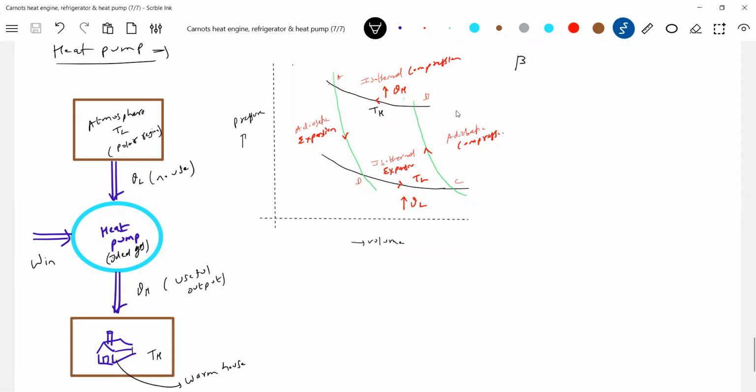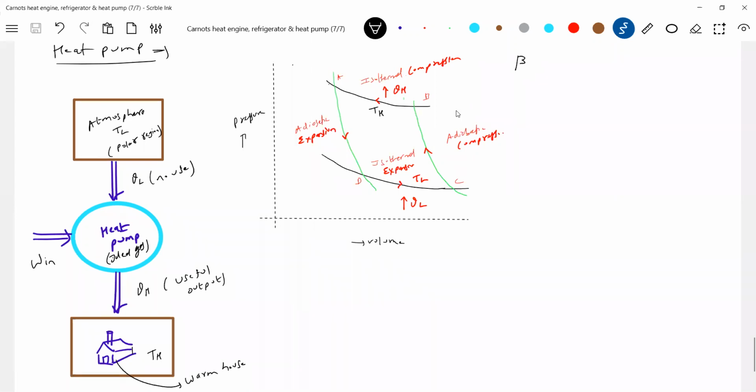Sir, already in the polar region it is minus 20 degrees Celsius, and again you are extracting heat? Yes, that is what the heat pump will do. It will take out heat from the cold body and give it to the hot body. For that, mechanical work has to be done.